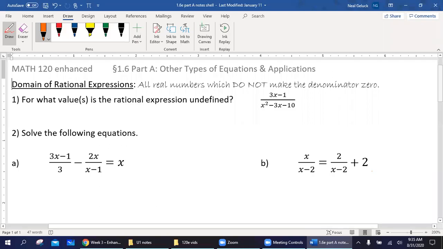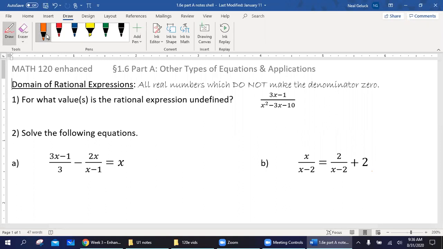For 1.6 part A, we're going to mainly be focusing on rational equations. Remember that a rational function or a rational term is basically a fraction, a ratio. The first thing that we'll have to be worried about is the domain. Remember that we cannot have division by 0.